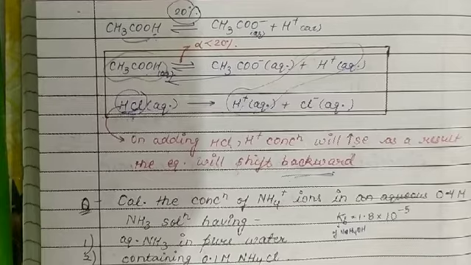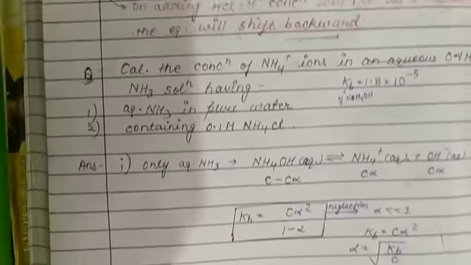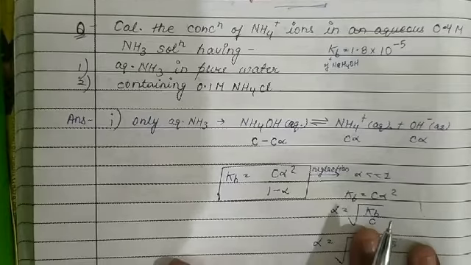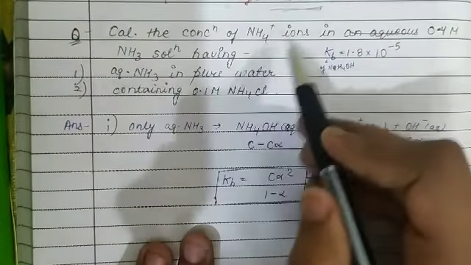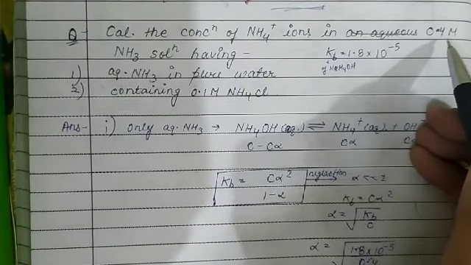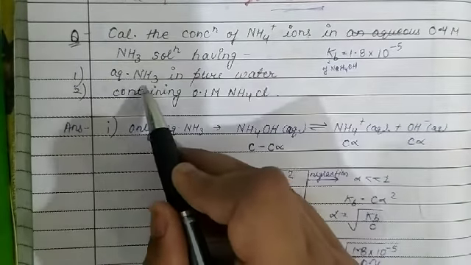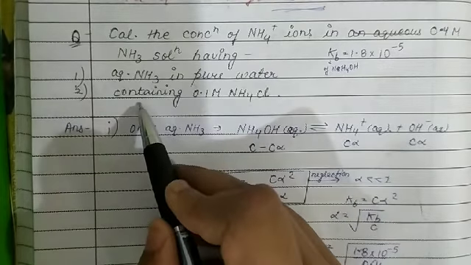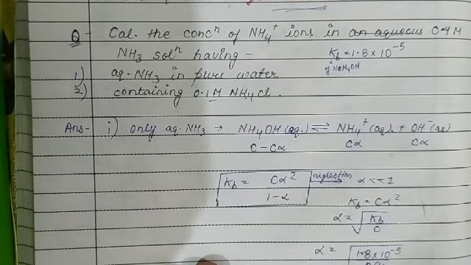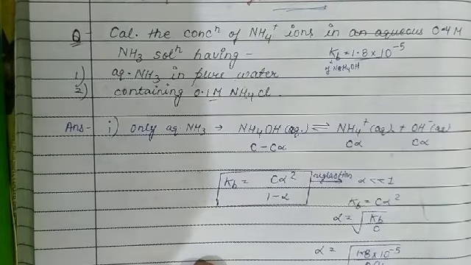Now we will do a question based on the common ion. The question is: calculate the concentration of NH4 plus ion in 0.4 molar NH3 solution. The first case is aqueous ammonia in pure water, and the second case is containing 0.1 molar NH4Cl. The dissociation constant of the base, Kb, for this reaction is given as 1.8 into 10 power minus 5.